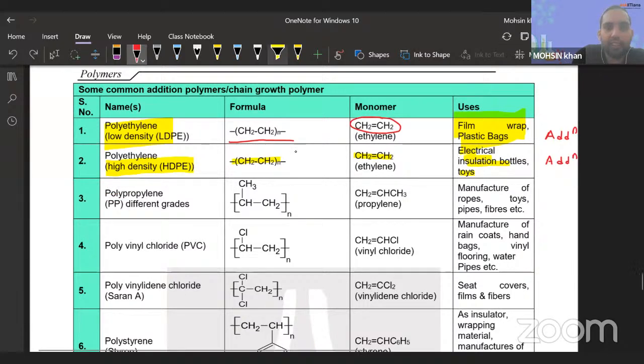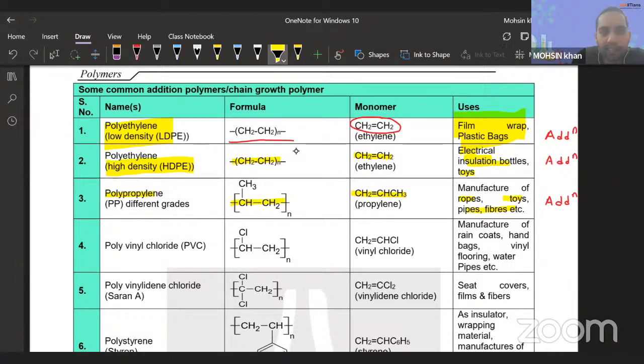Polypropylene, also known as PP. In polypropylene we take a monomeric unit of propene. When the monomer is propene, we get polypropylene as the polymer. It is used in the manufacture of ropes, toys, pipes, and fibers. And again, it is formed by addition polymerization. As you can see, it consists of a double bond. We need a double bond or triple bond when we are making addition polymers.